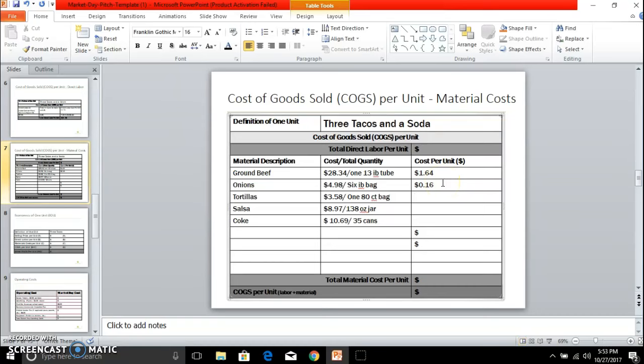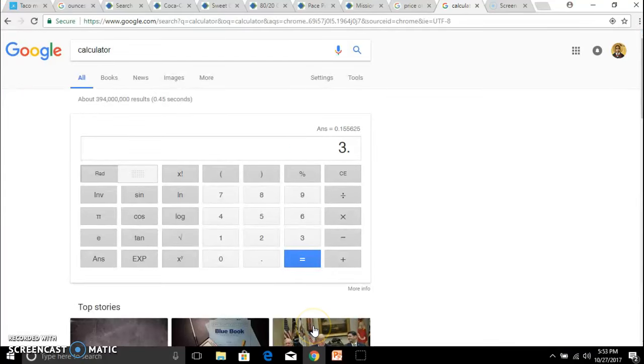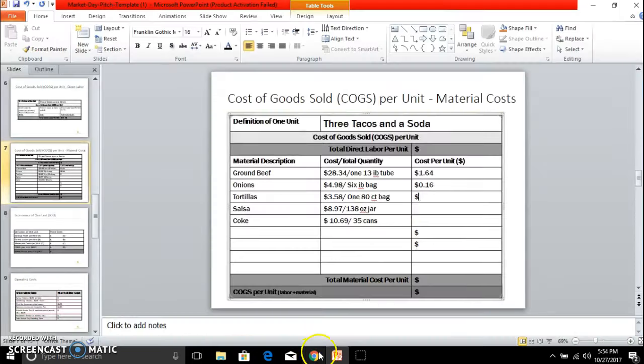Now we're going to do tortillas. Tortillas are a little bit easier because we have an 80 count bag. We just divide 3.58 by 80, so it's about 4 cents per tortilla. We times that by 3, and it's going to cost us about 13 cents per unit.